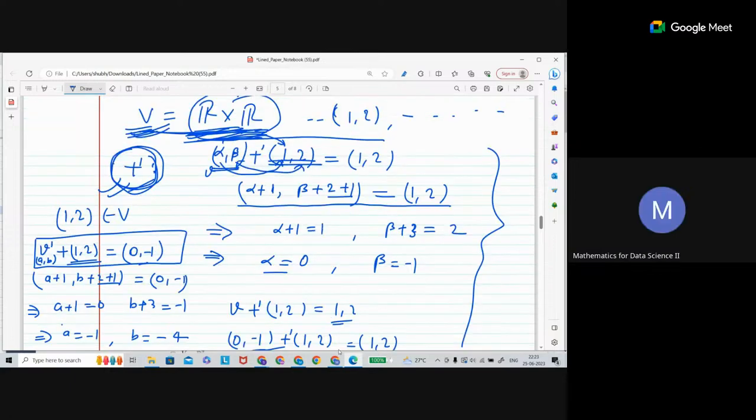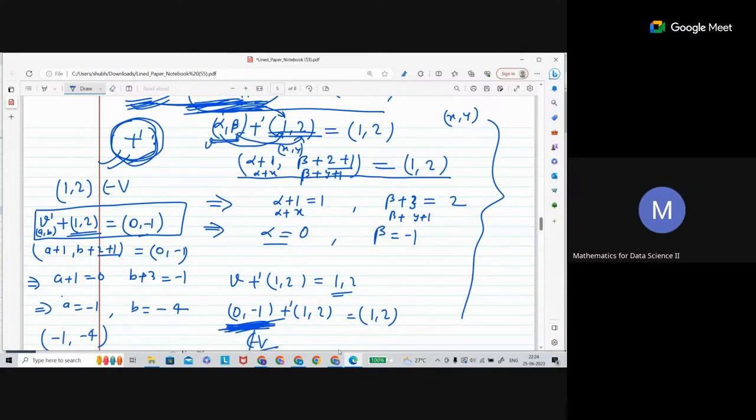Okay, so identity elements here means for a general element. Here we need to take not a particular but a general vector. Let's change it with x, y here. Here it should be alpha plus x, and this is y plus 1. So here is going to be x, and alpha plus x, and here is beta plus y plus 1. So here alpha is equal to minus x and beta is going to be 2 minus y minus 1.